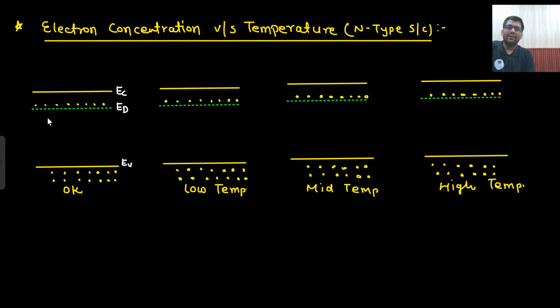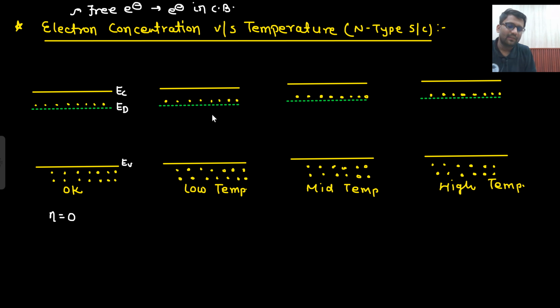But at 0 Kelvin none of the electrons have any energy to go from the donor level to the conduction band, or to go from the valence band to the conduction band. So no electrons are there in the conduction band. What does that mean? The number of charge carriers, the number of electrons, is 0. When I say electron, I am talking about a free electron. And what do you mean by a free electron? Free electron means electrons in the conduction band.